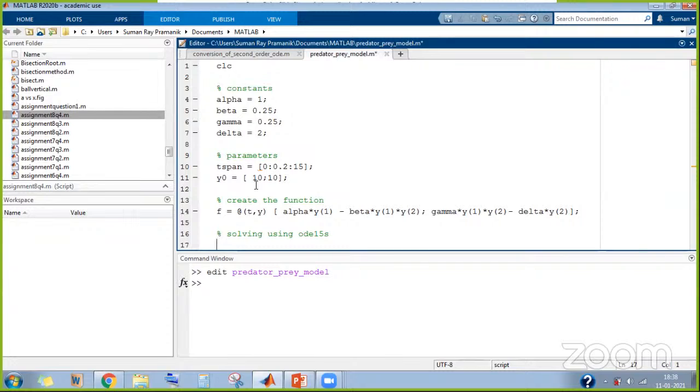But what this does is, if you want to do it like that, then you have to create two functions, not one function. Why you have to create two functions is that, in the initial guess, you have to provide only one initial guess, right? So either you have to give it for h, either you have to give it for p. So you have to create two functions.